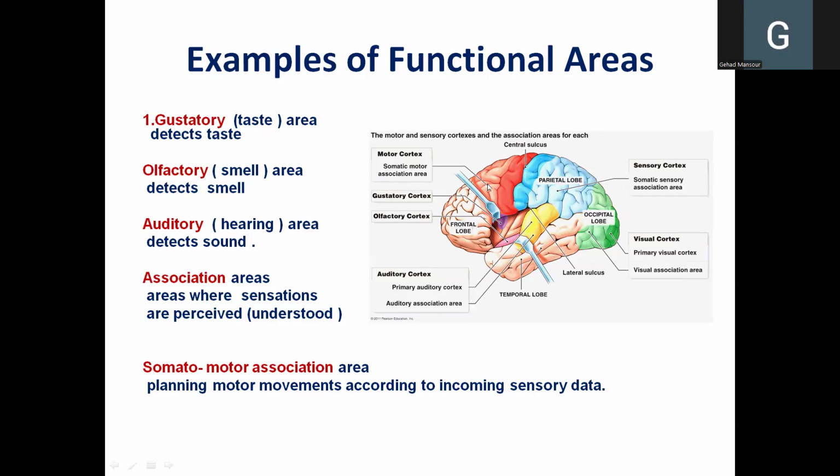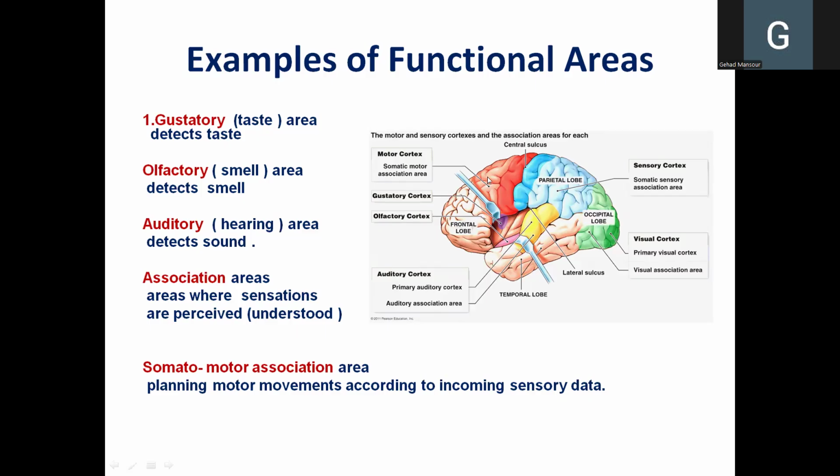Here, there is no understanding because we are not talking about a sensory area. So what does an association area do when it comes to a motor area? A motor association area is responsible for higher planning of the motor movements according to the sensory data that we receive, meaning that this somatic motor association area will plan for and will decide which motor actions to be done.